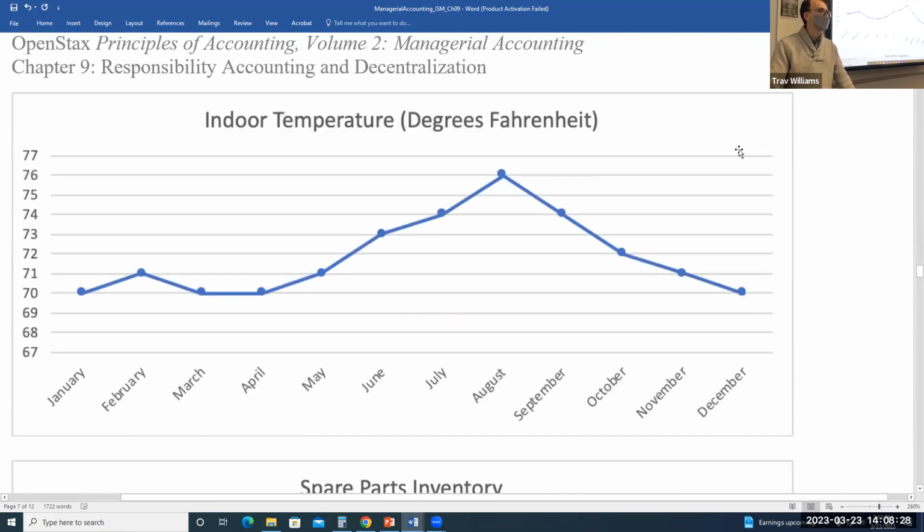So this shows the temperature of our facility. We see it gets hottest in the summer. It kind of makes sense, right? Peaks here in August. Our scrap was peaking in September, but maybe there's a correlation here.